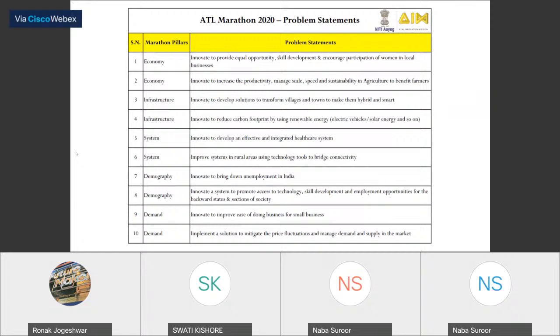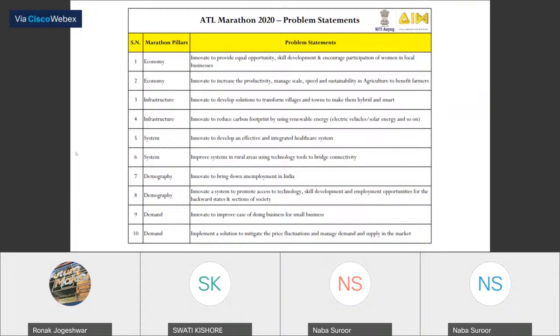Next, we have system. When we talk about system, we are talking about the current administrative, healthcare, and structural systems in place. For example, innovate to develop an effective and integrated healthcare system, and improve systems in rural areas using technology tools to bridge connectivity. We all know that we still have a lot of ground to cover when it comes to internet connectivity across the country. How you can think of solving this particular problem can be one of your approaches, where you enable rural areas with more technological connectivity.